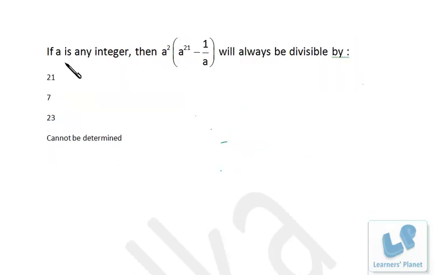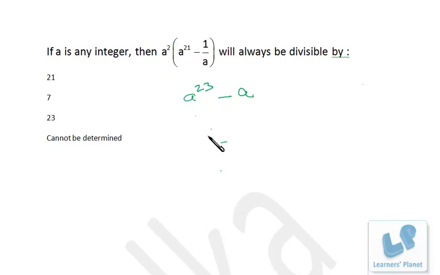Now we have this problem. If a is any integer, then a squared e raised to 21 minus 1 upon a will always be divisible by. This expression can be written as a raised to 23 minus a. Right. Now we know Fermat's theorem, because directly we cannot solve it. You will not be able to get the answer whether this expression is divisible by 27, 21, 27 or 23, right?